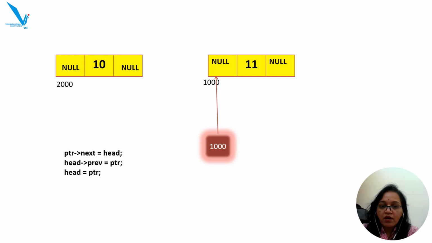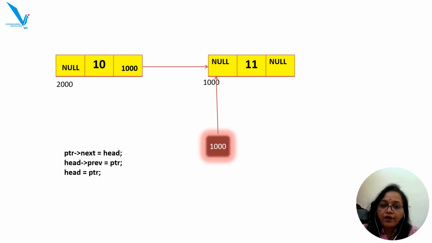So what updations do I have to do? Pointer of data is equal to atom, that I have done. Then pointer of next is equal to head. This is my pointer node. Pointer of next is null right now. What I have to do? Pointer of next is equal to head. What is head? 1000. So I will erase null and write 1000 over here. Now your pointer next is equal to 1000, so it will start pointing to the node at address 1000 like this.